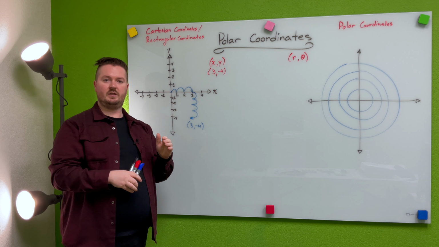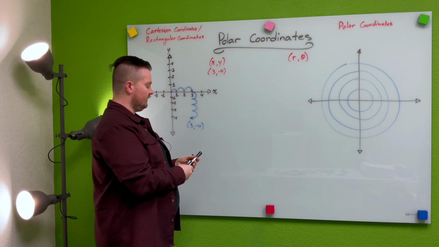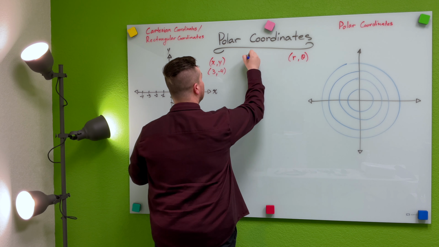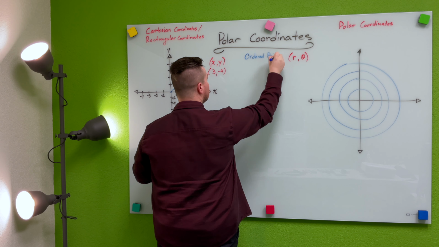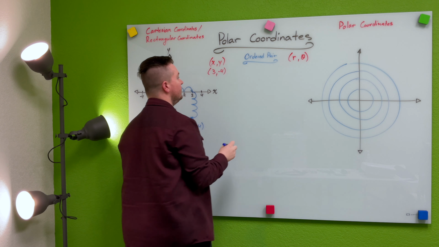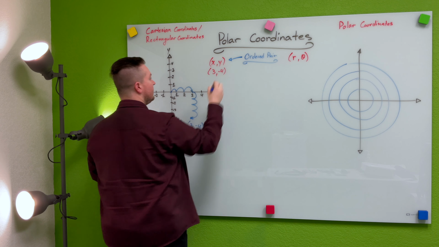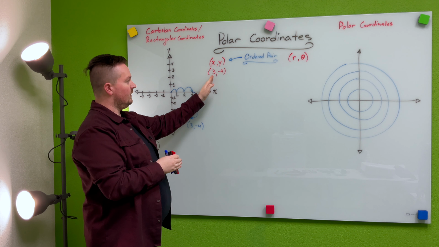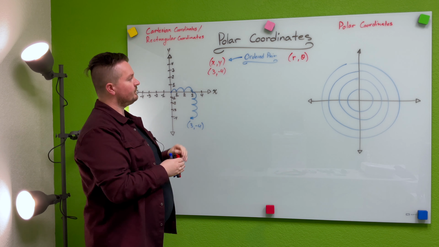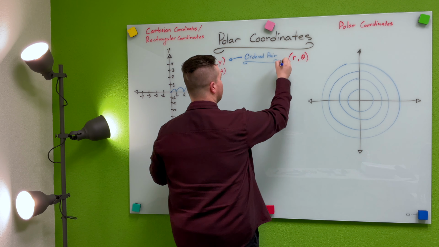So that should be familiar for us if we're moving on to polar coordinate systems now. Just as we have an ordered pair here, so let me write that in, we have an ordered pair in our Cartesian or rectangular coordinate system. The order of the numbers we write in the parentheses is always going to represent the x value, then the y value. In the polar coordinate system, things are changed a little bit.